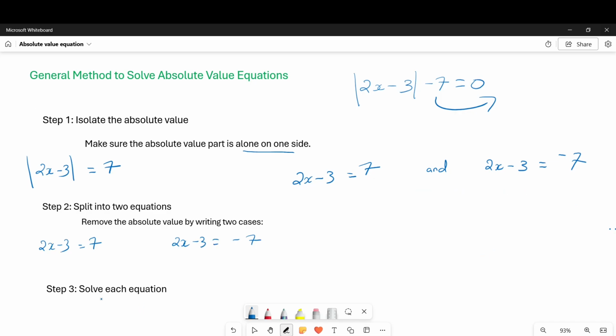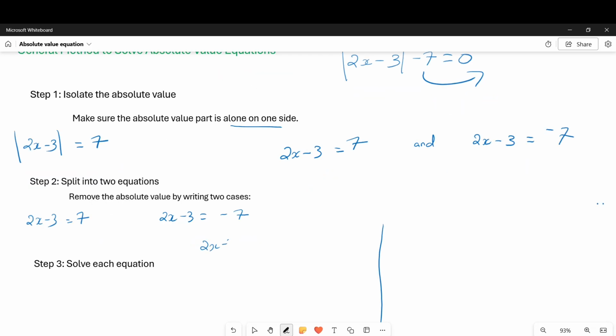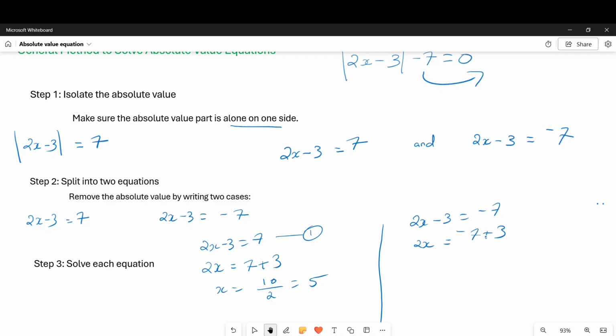Now solve each equation. 2x minus 3 is equal to 7. So 2x is equal to 7 plus 3, so x is equal to 10 by 2, which is 5. So in the first case, the x value is 5. The second case: 2x minus 3 is equal to minus 7. 2x is equal to minus 7 plus 3, which is minus 4, so x is equal to minus 4 by 2, which is minus 2. So the second case gives minus 2.